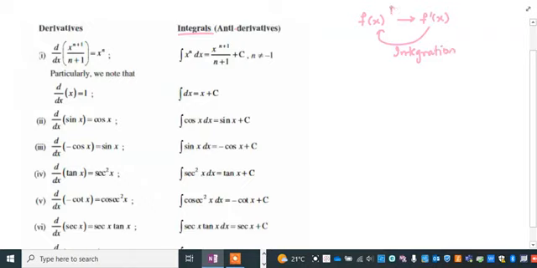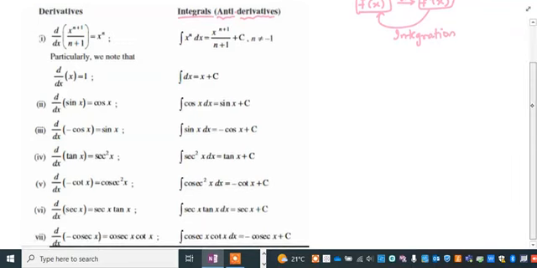Okay, so when you differentiate a function f of x, you get the derivative of the function f of x. Now if you want to return back to the original function, you have to use the concept of integration. That's the reason it is also known as antiderivatives. Okay, so the formulas you can basically get from the formulas of derivatives. If you remember the formulas of derivatives, it is easier for you to get the formulas for integration.